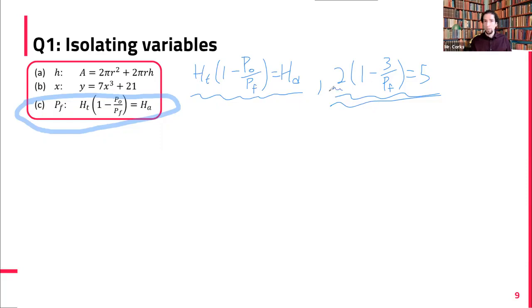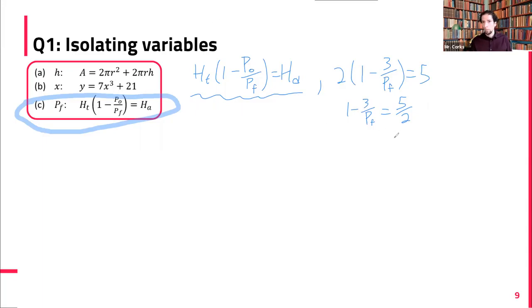Okay, so the 2 here on the outside is the furthest thing away from PF. It's on the outside of the brackets, so we take care of that first. So divide both sides by 2: 1 minus 3 over PF equals, and I'm not going to evaluate this, I'll just leave it as 5 over 2. That way it'd be very easy to switch back to all these terms at the end. What's the next thing we could do?